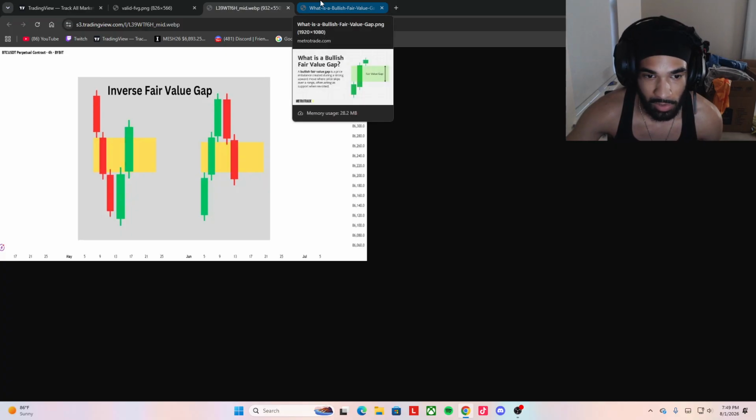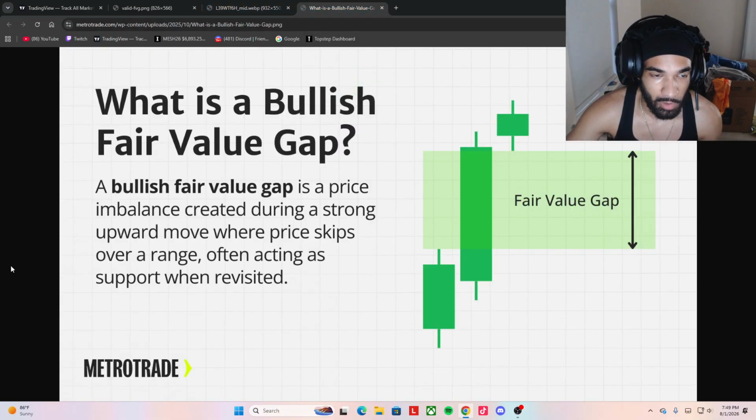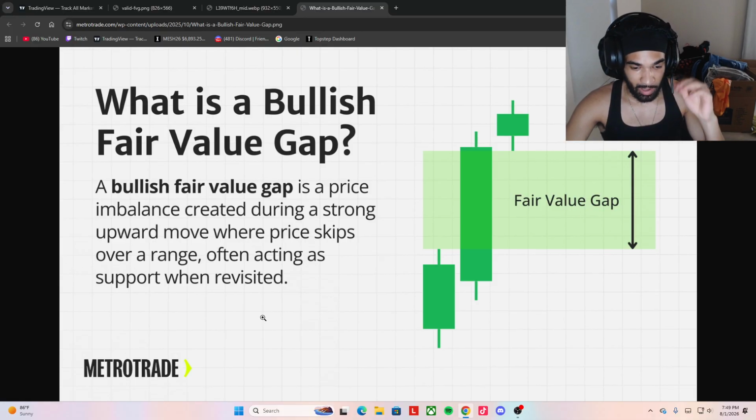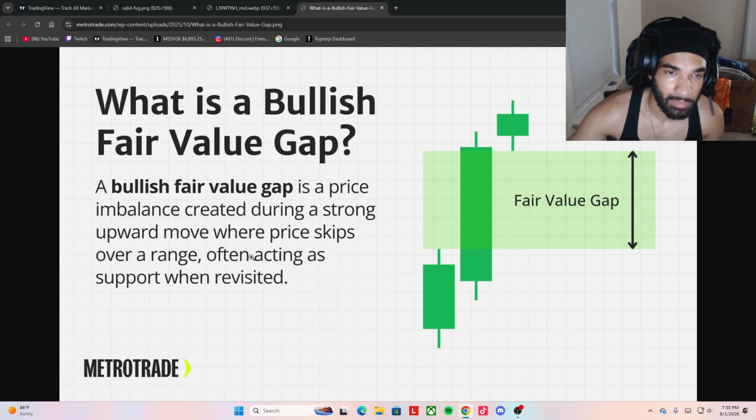So now we're going to go look for some, right? If any of y'all want to write this down real quick or take notes, this is the definition: it's just an imbalance when we move pretty quick, because the market loves to stay balanced, and when we don't stay balanced and we create imbalances, we love to come back and touch those and keep going, or we inverse them and so on.